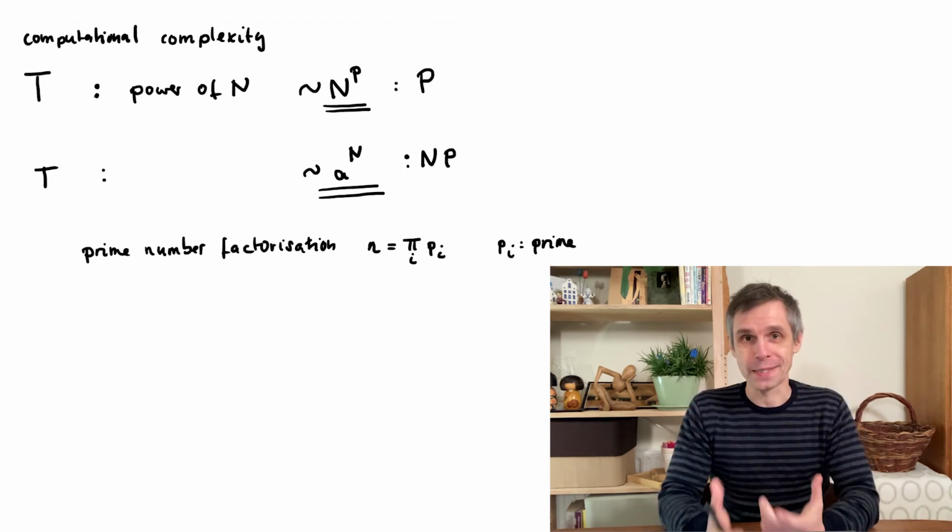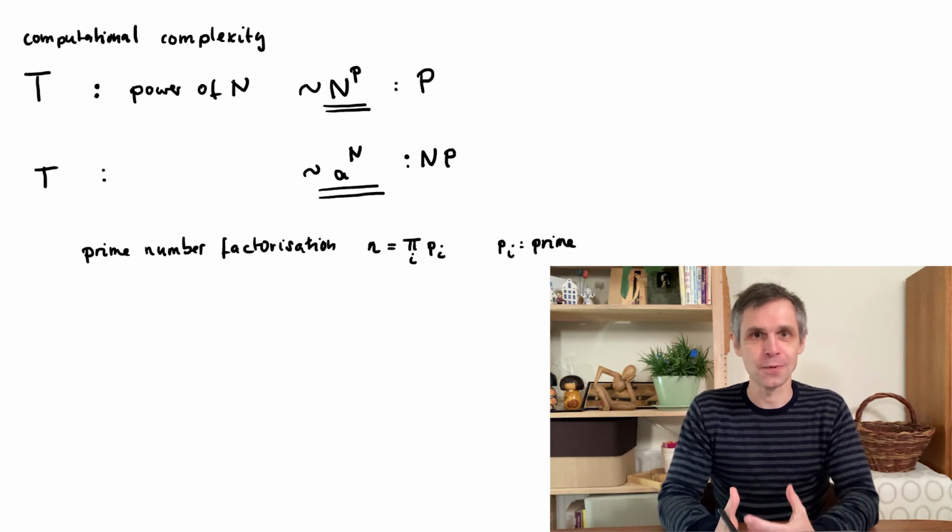Now, this is a practically important problem because much of the encryption of data on the internet relies on the fact that prime number factorization is hard. But as it happens, a quantum computer would be able to speed up this process significantly. So let us now turn to the details of quantum information processing.